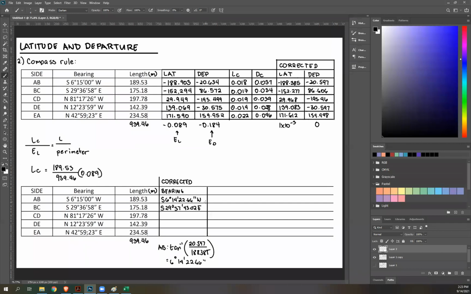Now let's do CD. What's the bearing of CD? Just give me the angle.